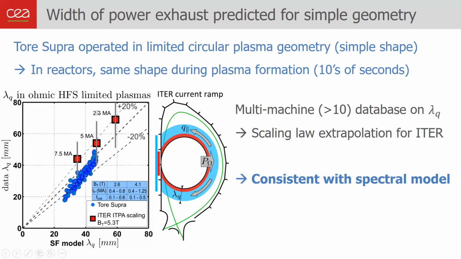And so they ended up building a database with tens of machines, and they make predictions using scaling laws. And you see here the comparison of the prediction from the scaling law in vertical axis for ITER at 3 different currents compared to the model prediction in horizontal axis. And again, you see the model does a job for these ITER predictions within 20%. So I think this is quite remarkable that with this simple turbulent model, we're now able to maybe predict the width of this Kirchhoff layer in these simple plasmas.